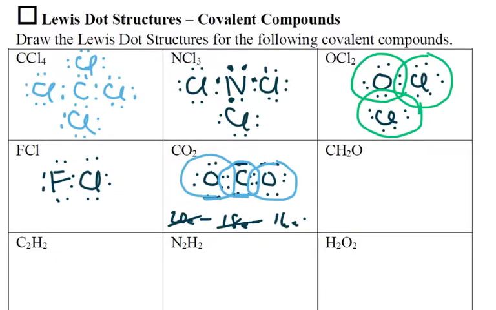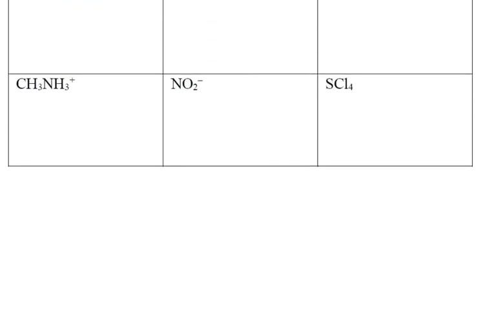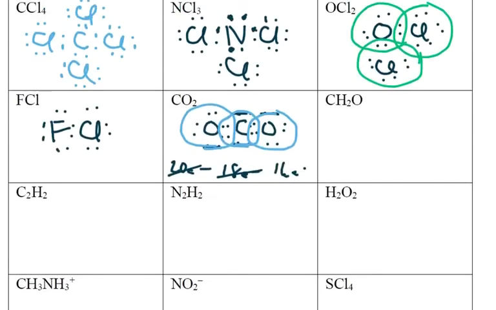I'm going to redraw this down here at the bottom where it's a little bit cleaner. So CO2: carbon in the middle, double bond to my oxygen, 2 more lone pairs, double bond to my oxygen, 2 more lone pairs. This molecule comes up so much that I would just memorize its structure because you see it a lot.